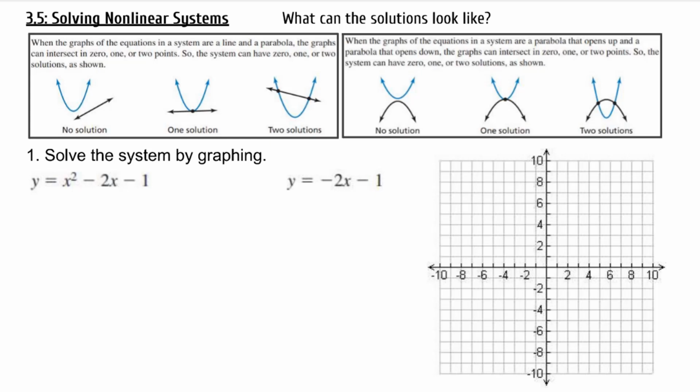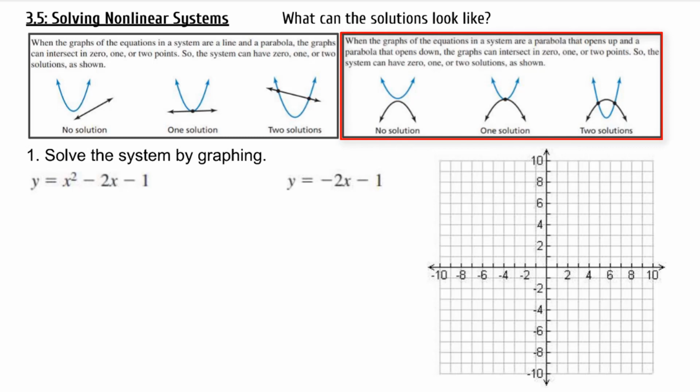Today we're going to learn about solving nonlinear systems, such as a quadratic and a linear function, or two quadratic functions. So what can the solutions look like? When the graphs of the equations in a system are a line and a parabola, the graphs can intersect in 0, 1, or 2 points. So the system can have 0, 1, or 2 solutions, as shown.